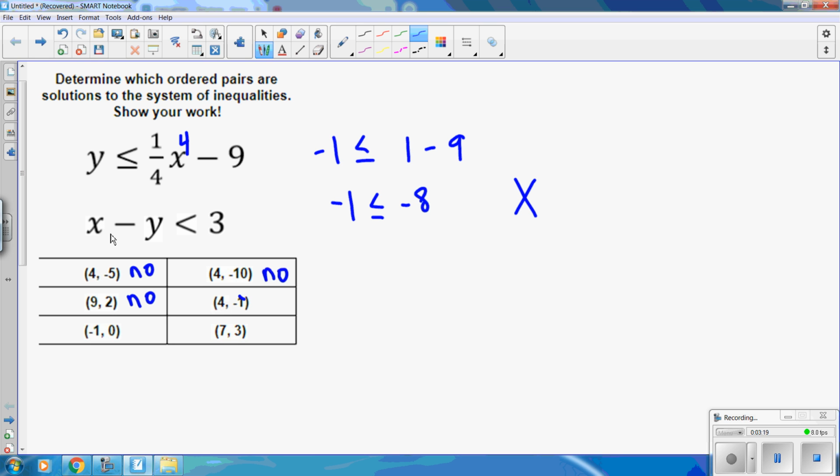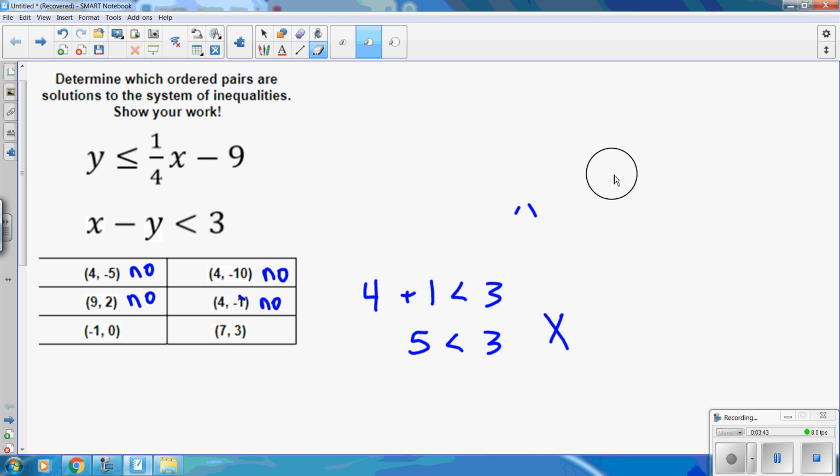Let's plug 4 in for x here. Check the other inequality. This is -1 right here. Plug that in for y. A negative and a negative makes it a positive 1. And then less than 3. So this is going to be 5 is less than 3. 5 is not less than 3, so it doesn't work there. So this is definitely no.